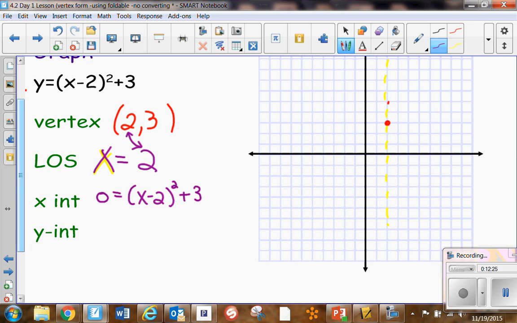I want to end up getting the (x minus 2) squared alone on one side so I can put the square root on both sides. So let's get rid of the 3 first. How can I do that? Yep. So let's subtract the 3 on both sides. Now I can take the square root of both sides.